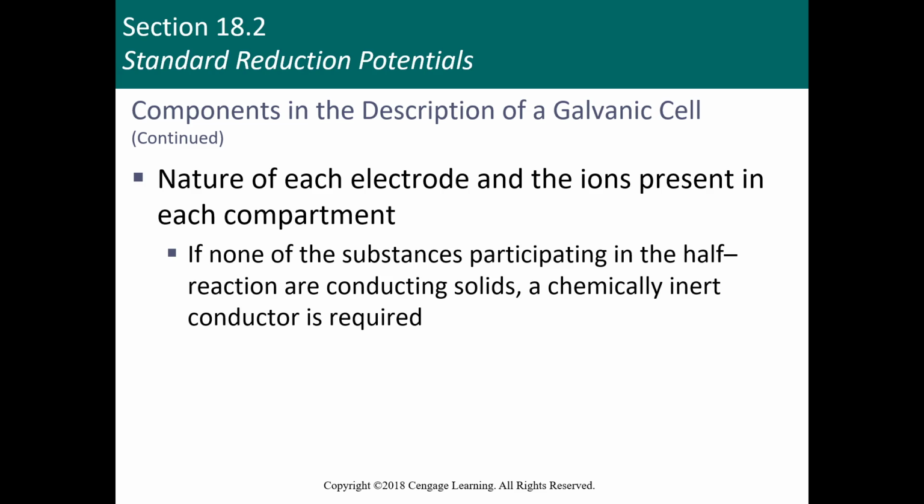Okay, so you can't use hydrogen gas as your conductor. It's not a conducting solid. It's not even a solid, it's a gas. And so what you would typically use is something like a rod of platinum, or you can actually make a certain type of graphite conductor. They're fairly chemically inert as well. But most of these are actually platinum.